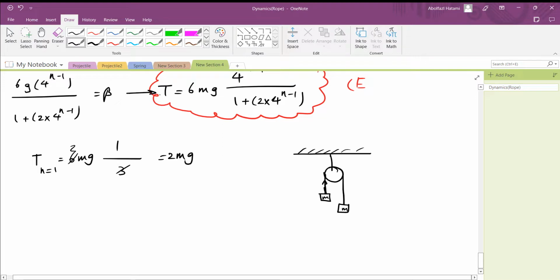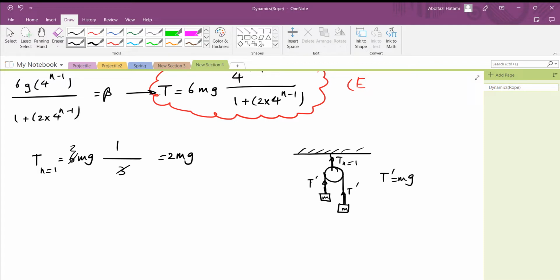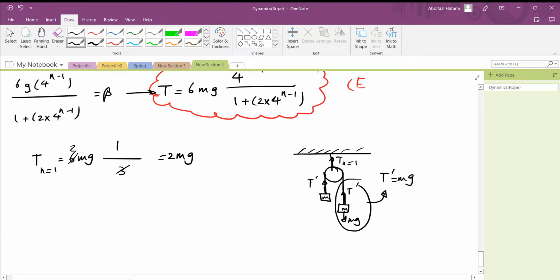Suppose that this tension is T prime, and also because the rope is massless, the tension here is also T prime, and we have Tn equals 1 here. Because we don't have any movement, T prime is equal to mg, from Newton's law for this part.